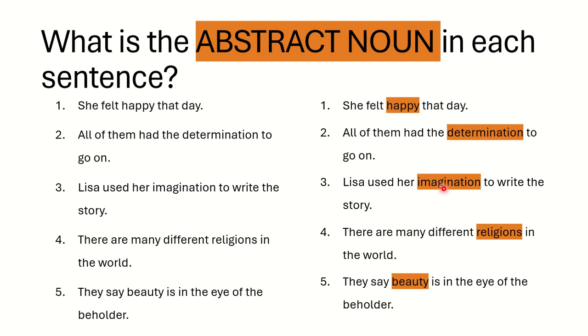Number 3. Imagination will be the abstract noun because it is something that Lisa is using to come up with a story in her mind. Number 4. Religions here will be the abstract noun because religions are things that people believe in. Then number 5. Beauty. Beauty will be the abstract noun. Beauty is something that we can see when someone is beautiful. However, it is also a concept as it is used in this sentence.